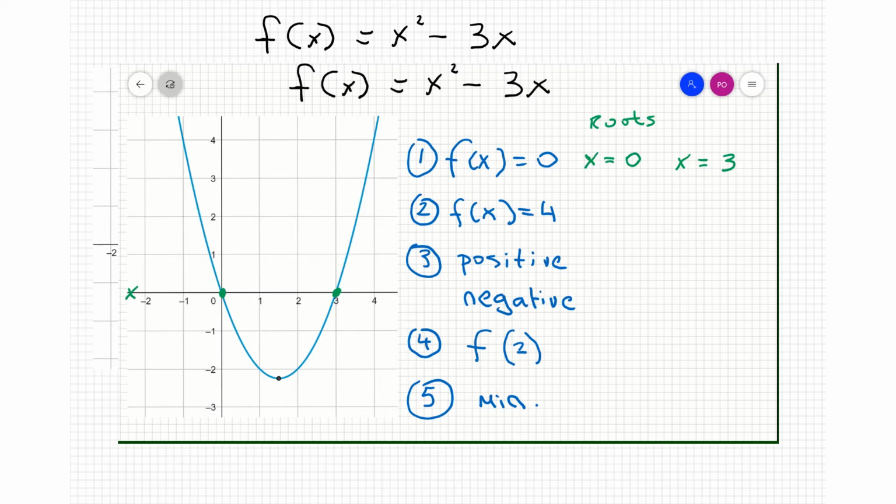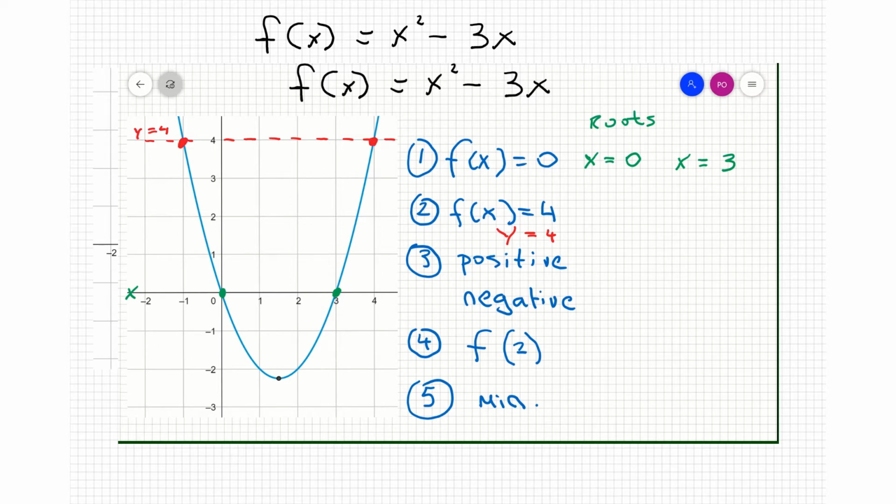Okay, our next question. f(x) = 4. So again, we're talking about a horizontal line. You need to maybe just draw this line a little bit for yourself. Remember that f(x) = 4 is the same as y = 4. Just going to mark that on the graph. So let's see where the graph meets the line y = 4, or f(x) = 4.